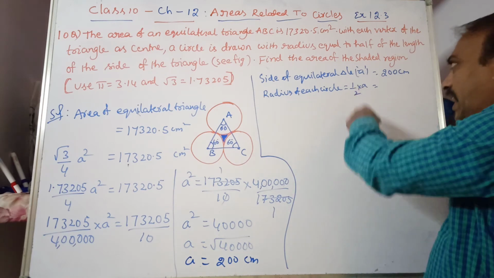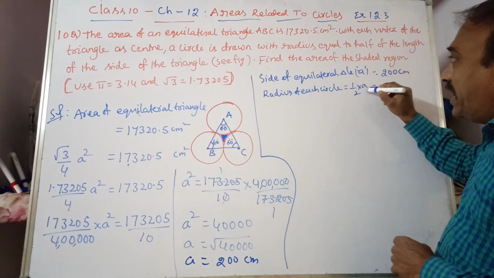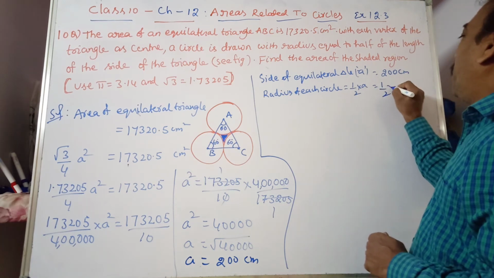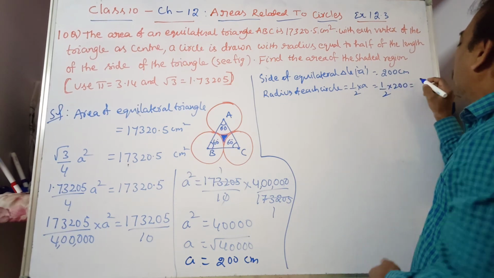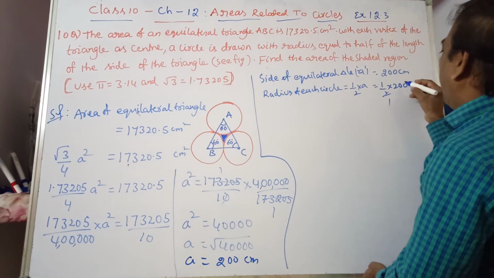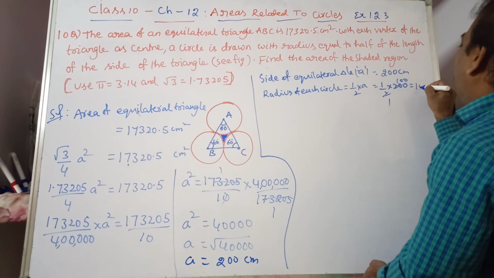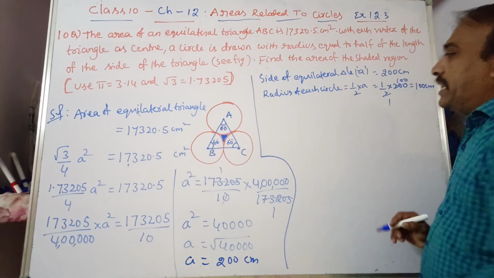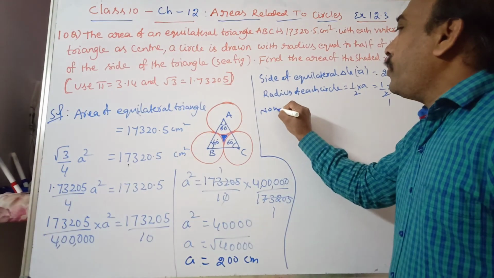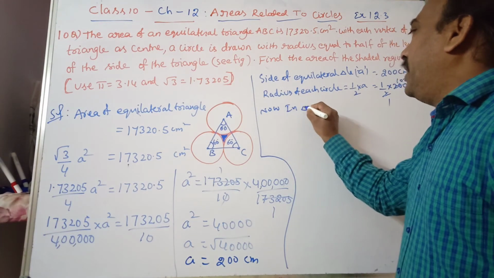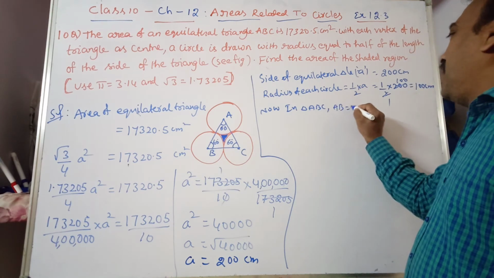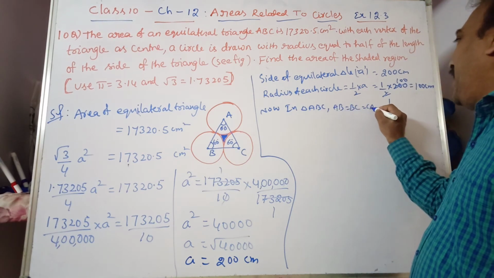So radius of each circle is half of A, where A is the equilateral triangle side. Which is nothing but 1 by 2 into 200, which equals, if you cancel, 2 ones are 200. So radius is 100 centimeters. Now it is an equilateral triangle. So in triangle ABC, all three sides are equal. AB is equal to BC is equal to CA.